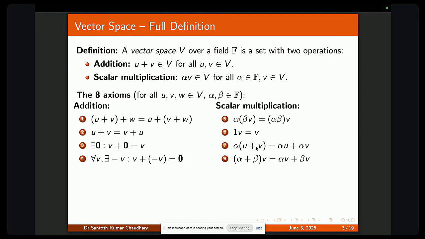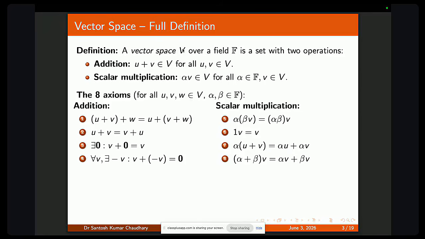And then alpha into U plus V should be equal to alpha U plus alpha V. Alpha plus beta into V is equal to alpha V plus beta V. So here alpha and beta are scalars and V vectors. So alpha, beta come from field F and U, V, W that we have used come from V.